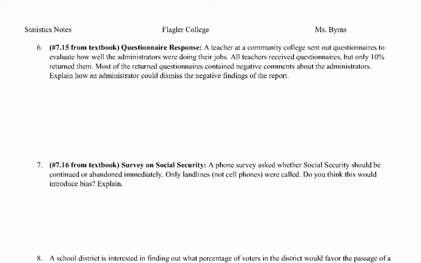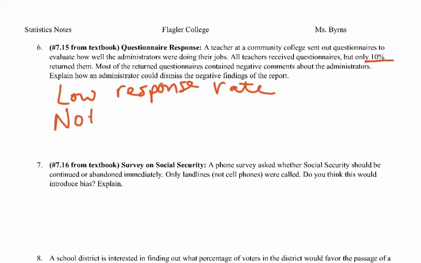Well, does this represent the entire population? If only 10% return them, I would say that's a pretty low response rate. So we could jot that down. It's a low response rate. So is this representative? Probably not. So we could say not representative of the population. And so this is going to create a sampling bias.